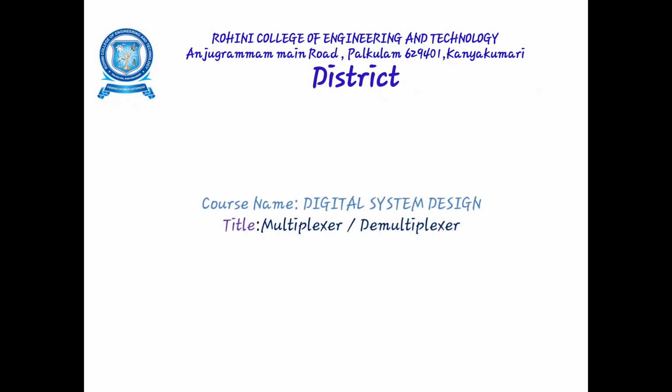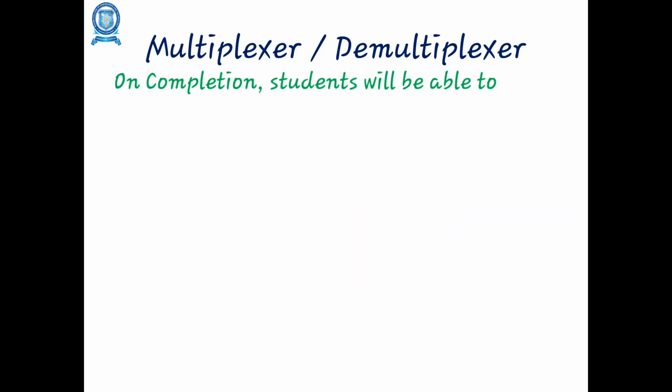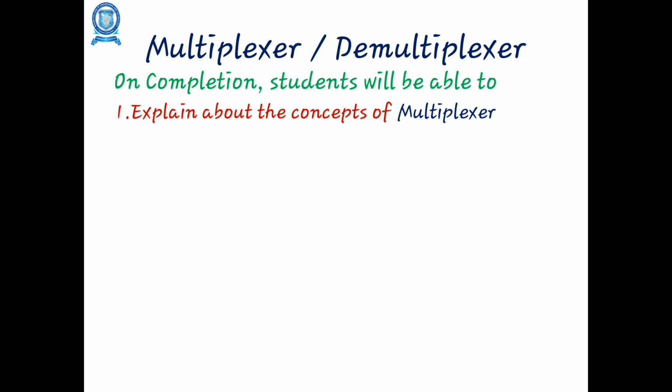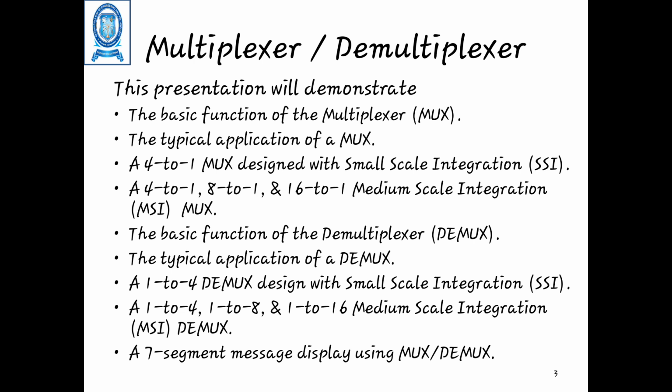Hi everyone, in this video we are going to learn about combinational circuits. The examples we mention here are the multiplexer and demultiplexer. On completion of this topic, the learners will be able to understand the concepts of multiplexer and demultiplexer. Initially we have to know what a multiplexer is and its basic function. The typical applications and the types of multiplexer are all the topics we are going to discuss here.